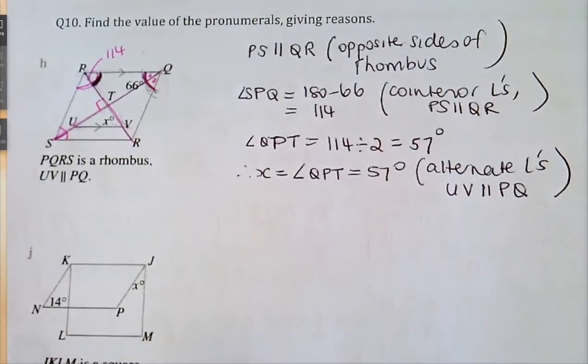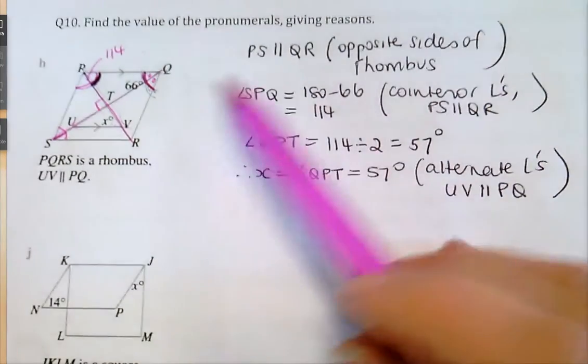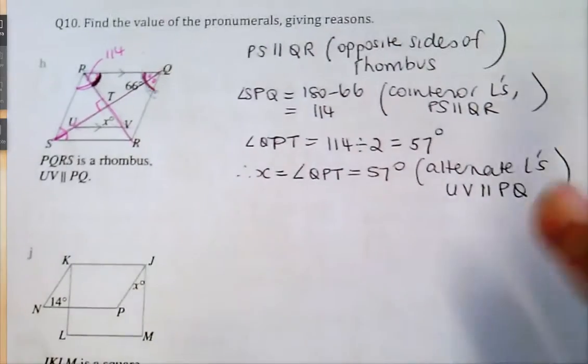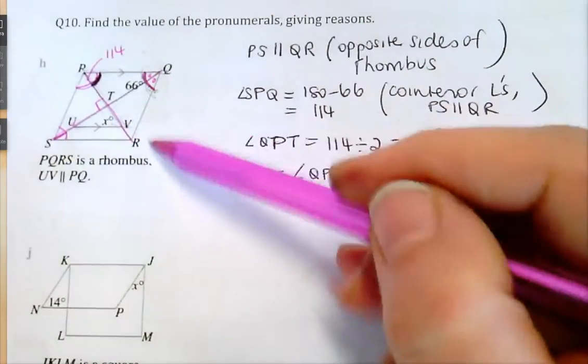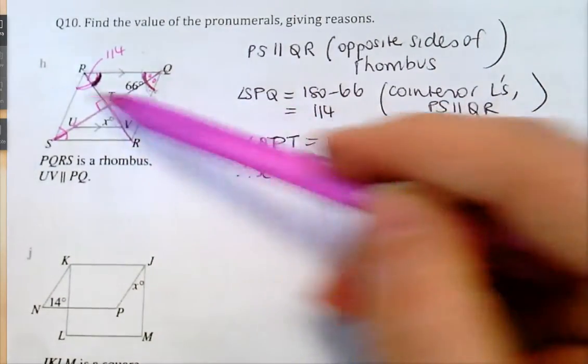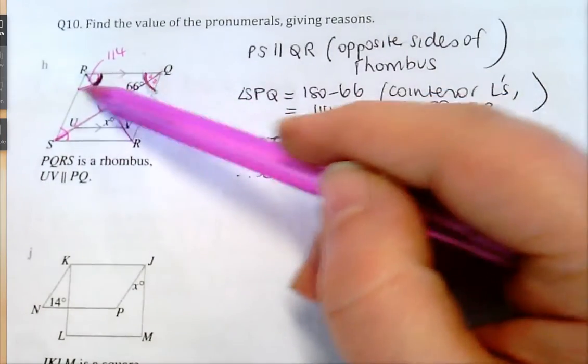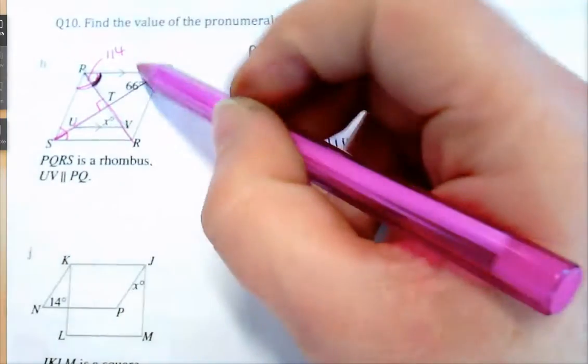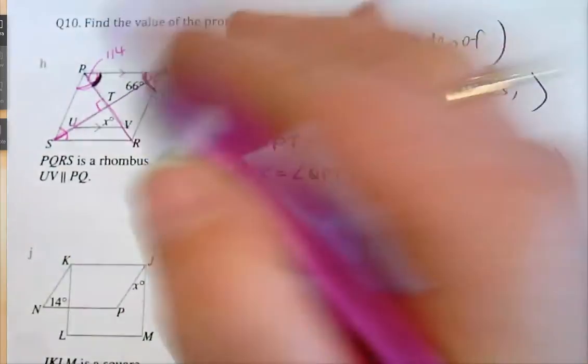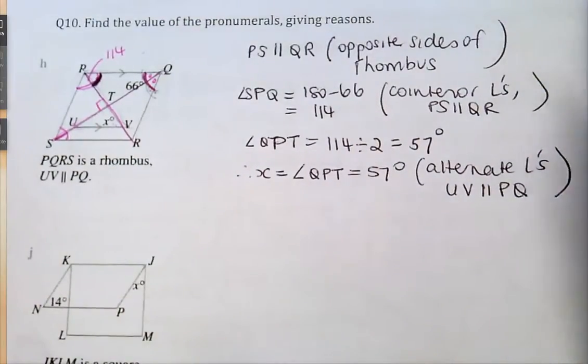Okay, so again, you know it's a rhombus. If you need to say anything about parallel, you need to state which parallel lines you're using. So PS is parallel to QR. So if that's 66, this is 114. Look, this question could have been done another way as well. There's a couple of ways you could have done it.